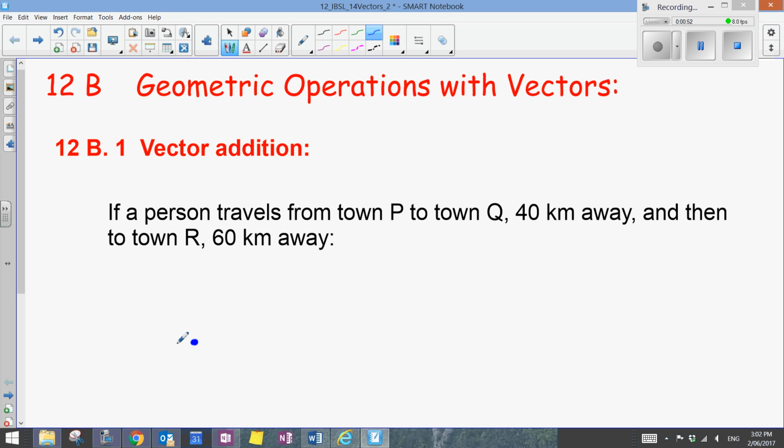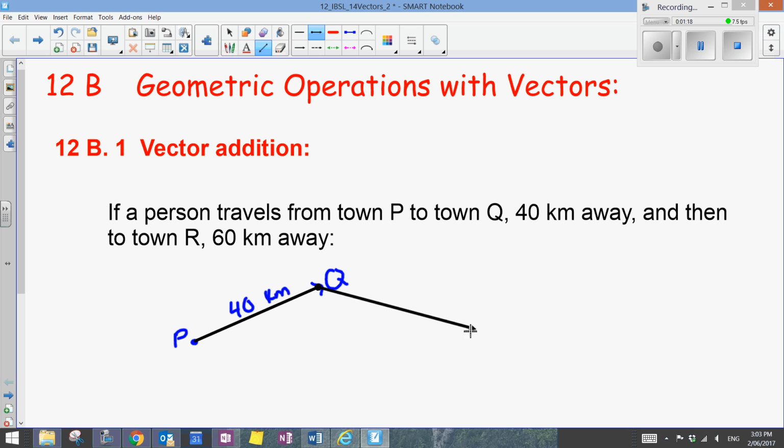For me, I'm going to start with P, and we have our first vector from P to town Q. And that was 40 kilometers away, so I'm going to label the magnitude as 40 kilometers. And then we have a second vector. It's going to take us from Q to R. And that one is 60 kilometers away.